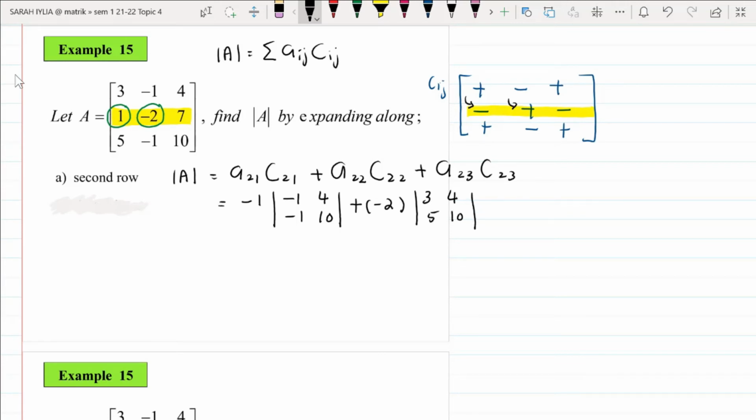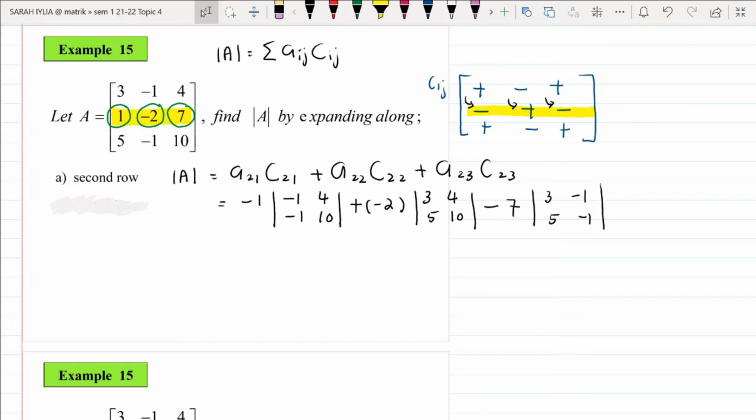And then last one, kita tengok sign yang ketiga, minus. So, minus. Ambil element number 3 in our matrix. So, 7 there. So, -7. Now, delete second row, third column. So, 3, -1, 5, -1.